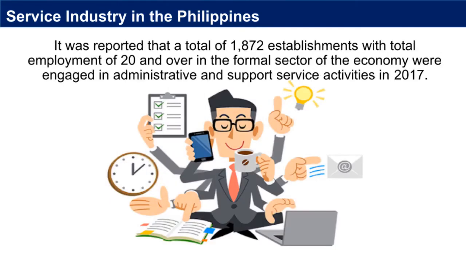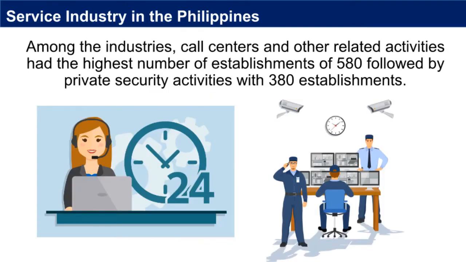Moreover, it was reported that a total of 1,872 establishments with total employment of 20 and over in the formal sector of the economy were engaged in administrative and support service activities in 2017. This is the same as the number of establishments reported in 2016. Among the industries, call centers and other related activities had the highest number of establishments of 580, followed by private security activities with 380 establishments. Temporary employment agency activities ranked third with 308 establishments.